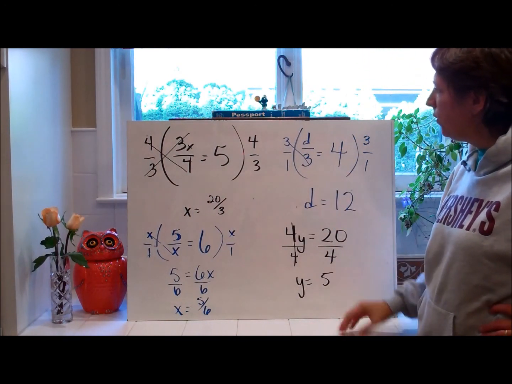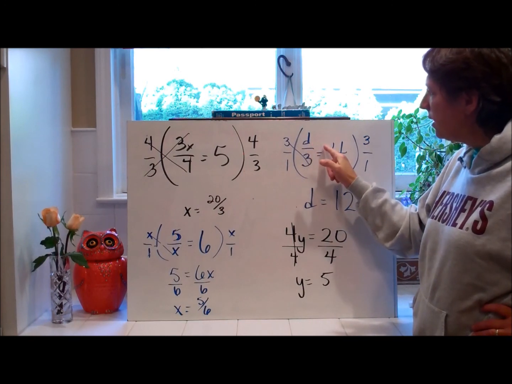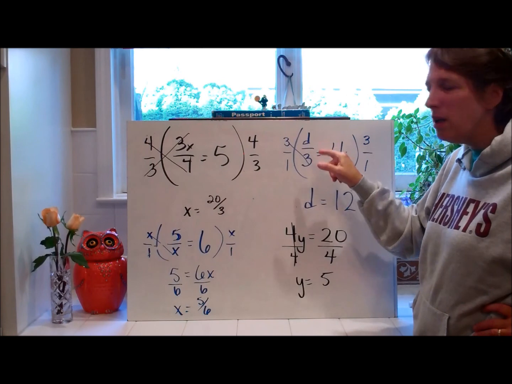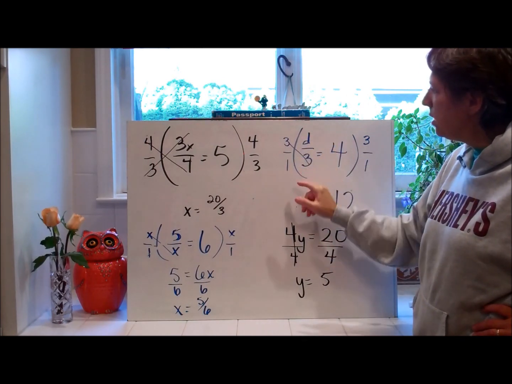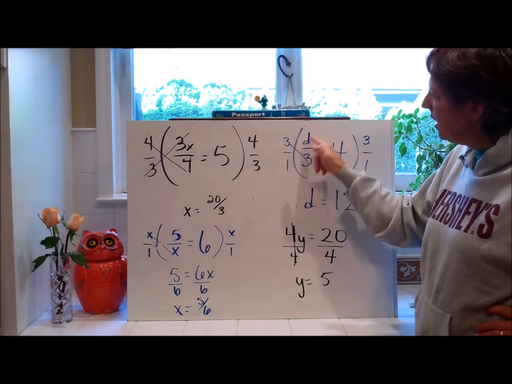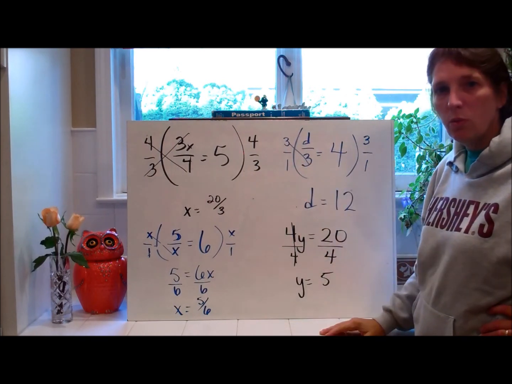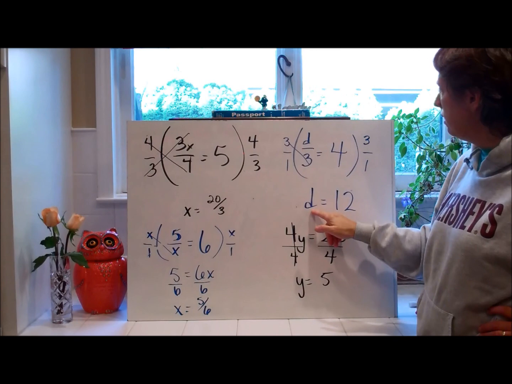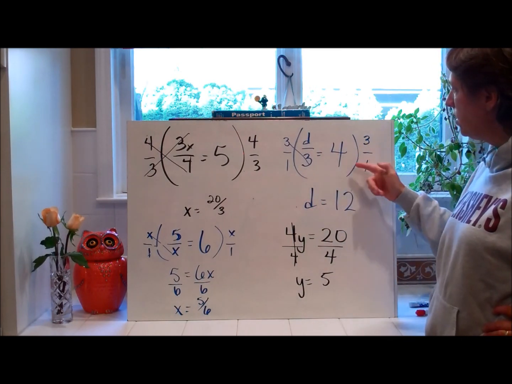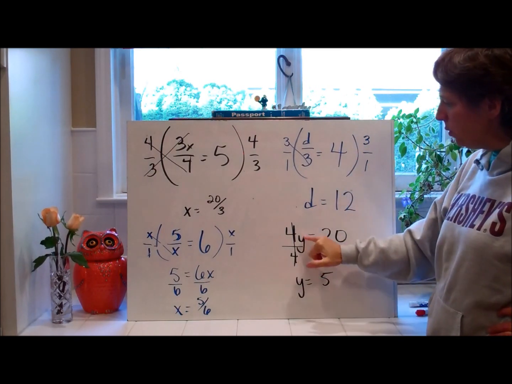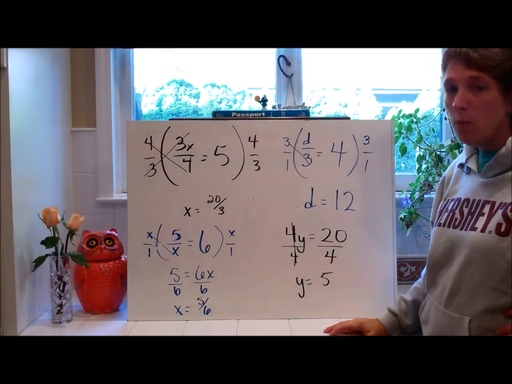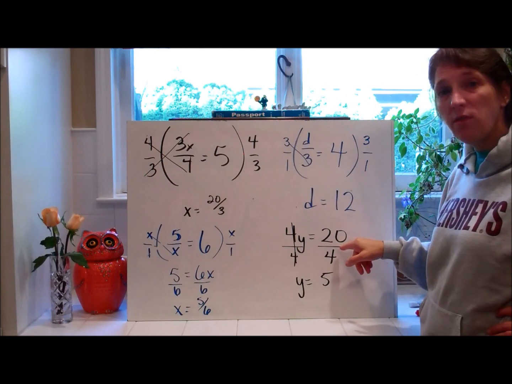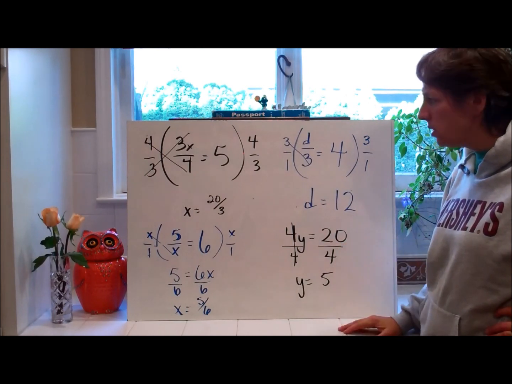Here I have d over 3 again. I don't have to kick this out, but I understand that the d is in the numerator, so the coefficient is 1. So I'm going to multiply by the reciprocal. I don't cancel the d out, because d doesn't cancel with 1. I cancel the 3's. The 3's cancel, and I'm left with 1d. And then I multiply the other side by 3, so I get 12. This one was 4y equals 20. I think hopefully everybody got that. Divided both sides by 4, y equals 5. Notice I'm using fractions to show my work on both sides.